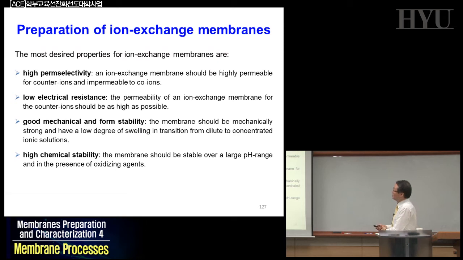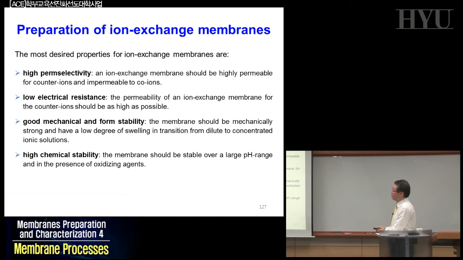We need the selectivity in this IEC membrane. We need the pump selectivity of the membrane, with a high permeability for counter ions and impermeable to co-ions, of course. So we need the selectivity. We need to select only the counter ions rather than the co-ions if you contain both of those ions, of course.